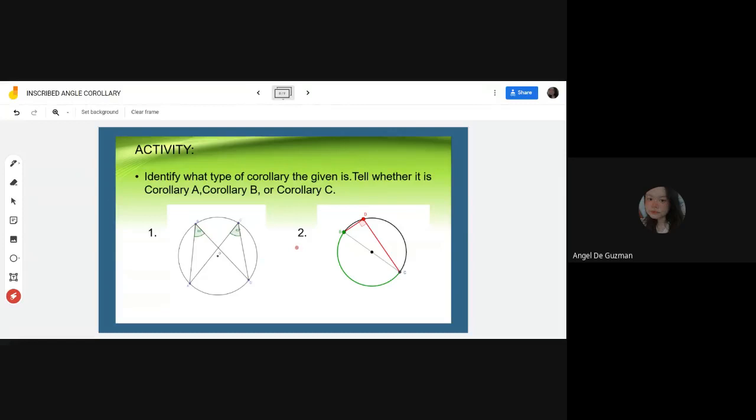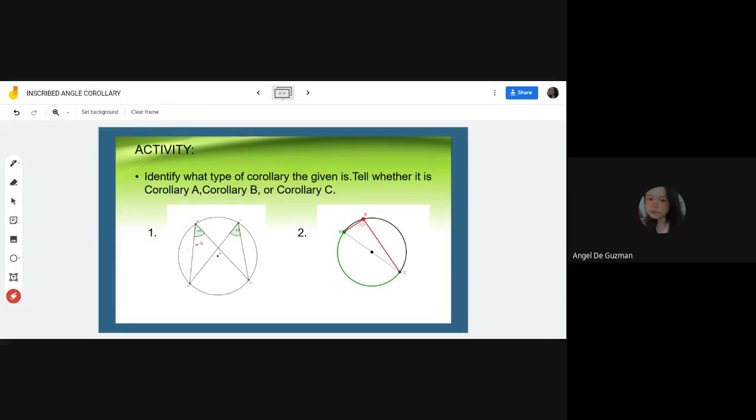Angel, explain why number 1 is letter A. Kaya po naging corollary A kasi parehas po sila ng measure. Nakalagay naman po dito na 49 degrees sila parehas. Tapos nag-intercept po sila sa isang arc which is arc AD.